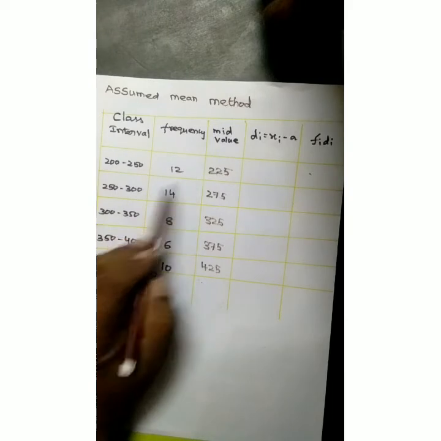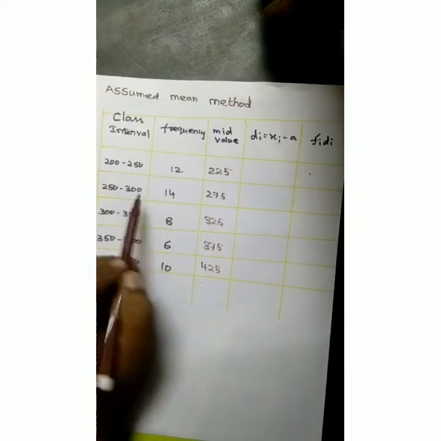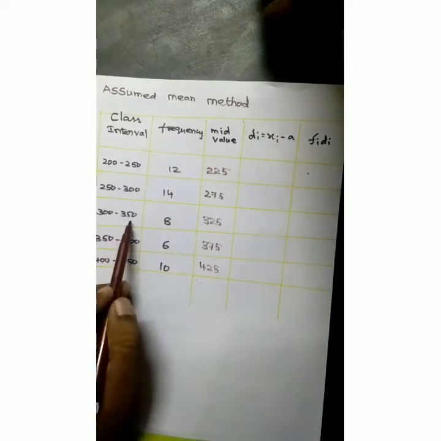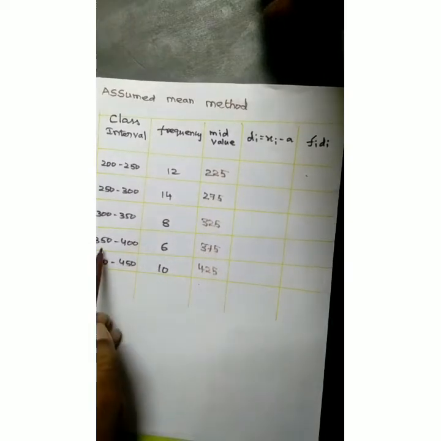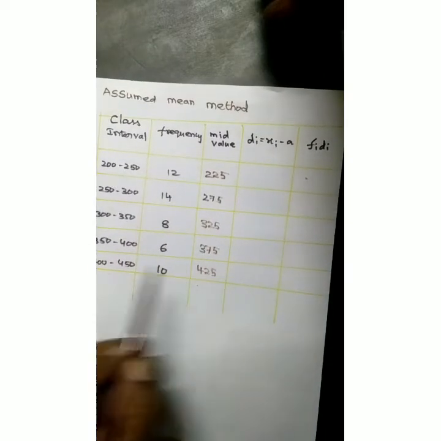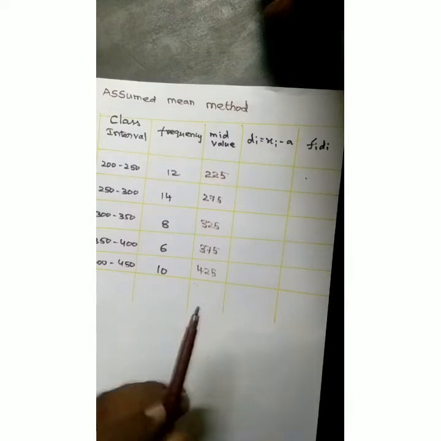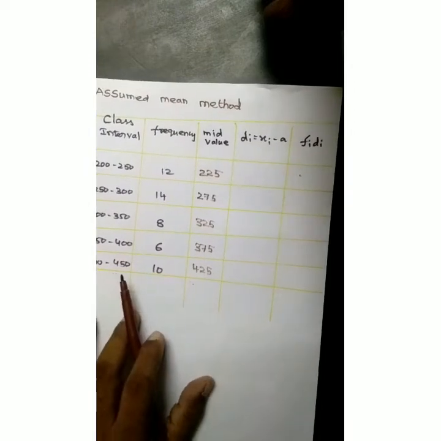So that is 225. 250, 300: the middle one is 275. 300, 350: the middle one is 325. 350, 400: the middle one is 375. 400, 450: 425.